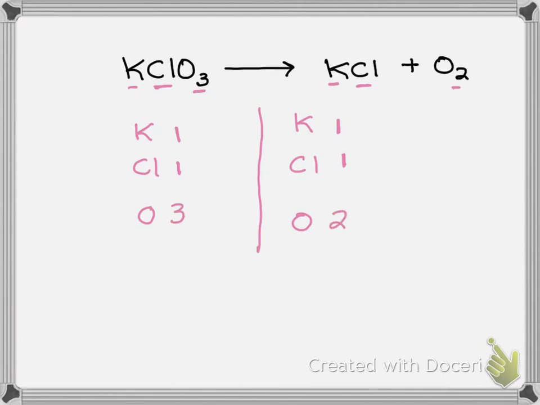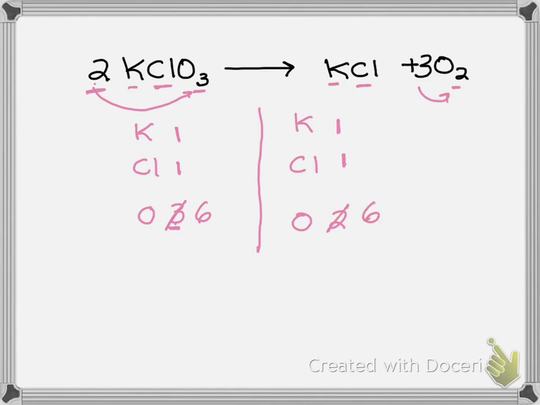So that's not balanced. So if I got both of those up to 6, I could get 3 and a 2 both to 6. So for this one, I have to multiply by a 2. So I'm going to put the number 2 in front of here. And if I put the number 2 in front of there, 2 times 3 gives me 6. And then if I put the number 3 here, then 3 times 2 gives me 6.